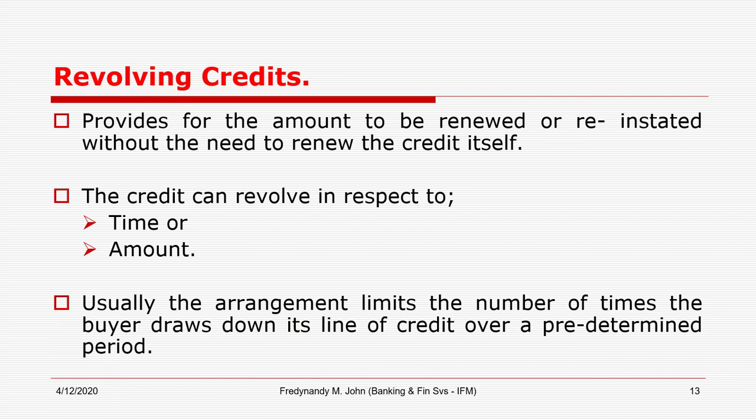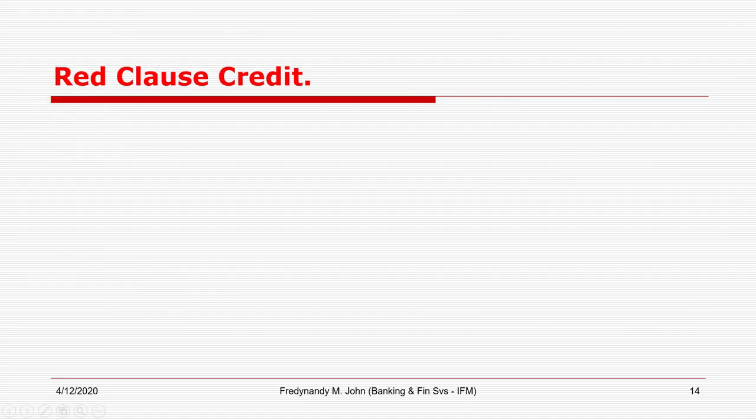Usually, the arrangement limits the number of times the buyer draws down its line of credit over a predetermined period. The next type of letter of credit is the Red Cross letter of credit. Now, before we discuss the Red Cross credit, first let's remind ourselves of the definition of the letter of credit.